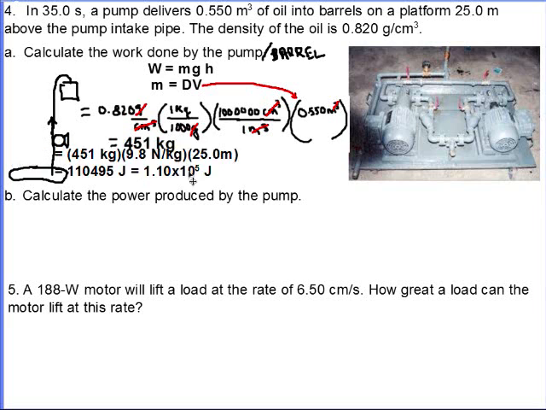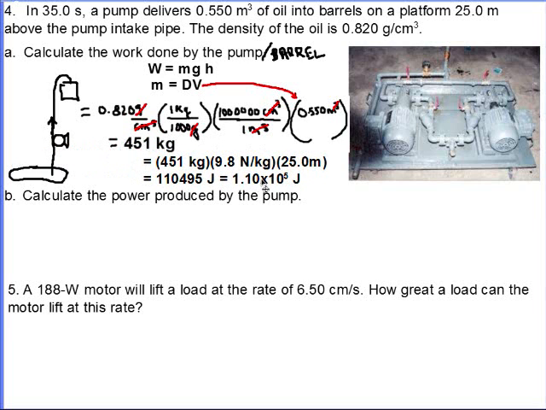I'm going to compute that the total work done then is mg times h, where m is 451 kilograms, g is 9.8 newtons per kilogram, and I have to lift that oil in a continuous process about 25 meters. So the total work that I have to do is about 110,000 joules to fill a barrel that's 25 meters above my oil.